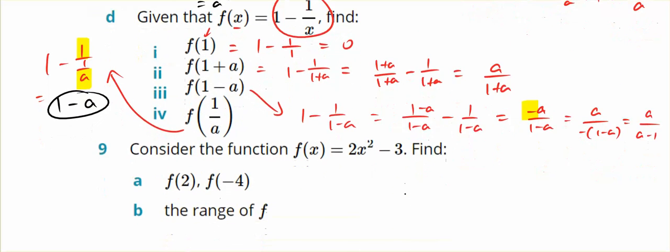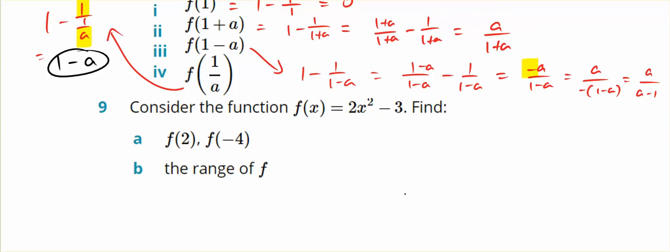So for question 9, it says consider the function f(x) equals 2x squared minus 3, find f(2) and f(-4). So we're subbing in x equals 2 and x equals negative 4. So f(2) equals 2 times 2 squared minus 3. 2 squared is 4. 4 times 2 is 8, minus 3, which is 5. Now, I do want students to start doing this in your head, okay? Because if you write too many lines, one, you can easily make mistakes the more lines you write, and secondly, you're saving time by doing this.